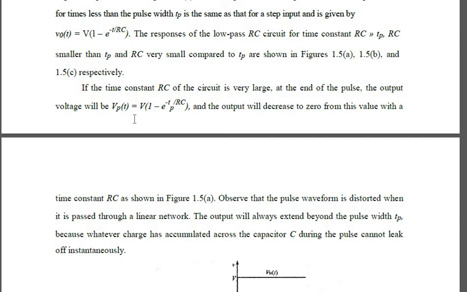Vp of t is equal to V times (1 minus e to the power of minus t_p divided by RC). This t_p is not separate, this is t_p over here. Here you will get only t. This is your step response. This is because here it is a pulse response, we are considering it as t_p, e to the power of minus t_p divided by RC. I hope you are clear with this one.